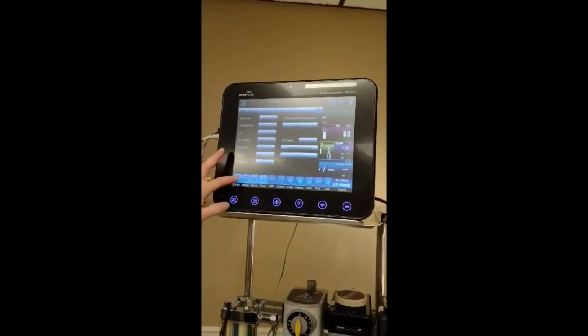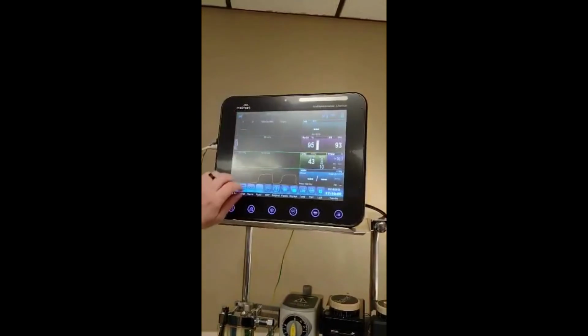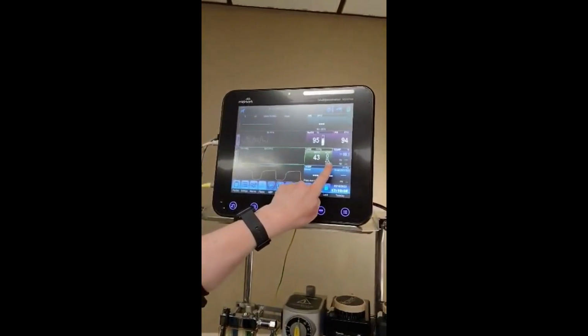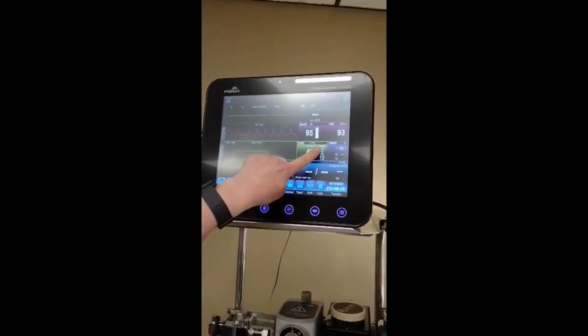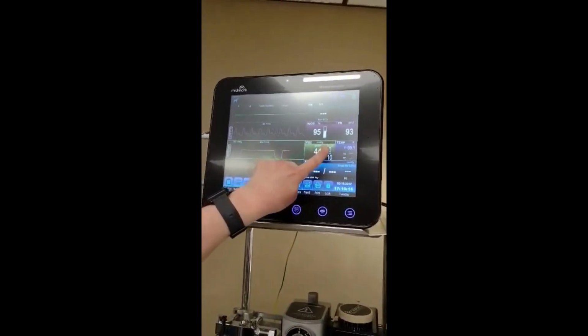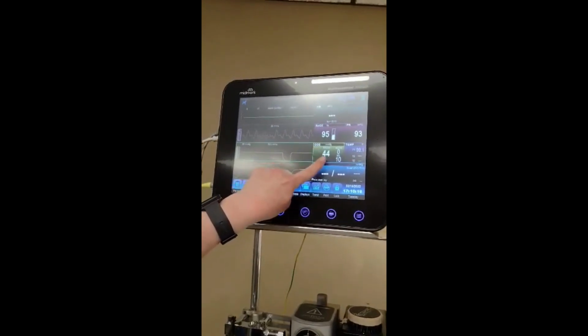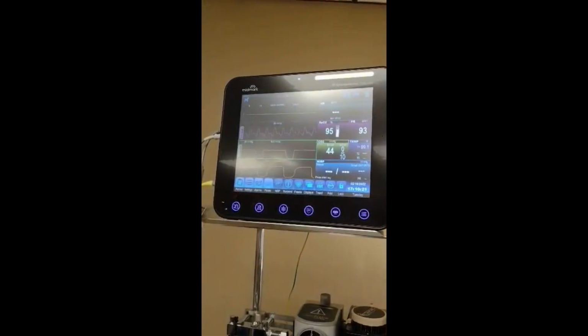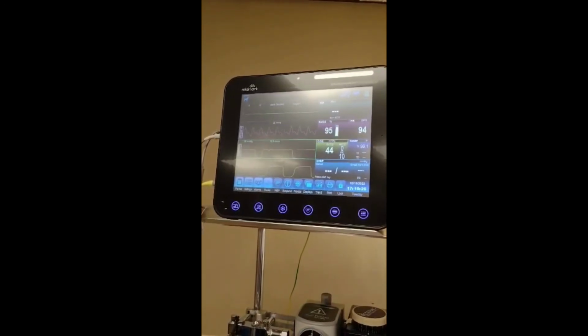So Astra has a respiration rate of 10, an in CO2 or an inhaled carbon dioxide of 0, which is exactly where it should be, and an exhaled carbon dioxide or end tidal of 44, which is really good. Our patient under anesthesia should usually fall between 35 and 45.